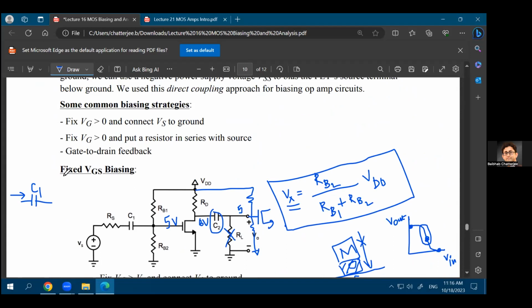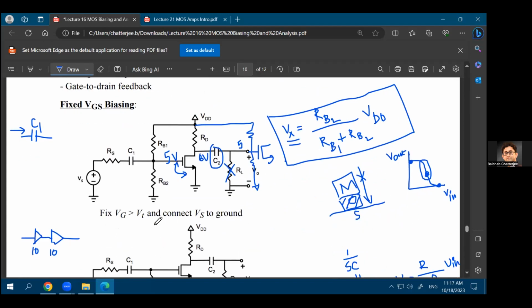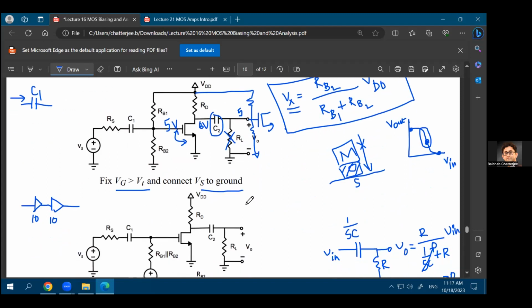So this is called a fixed VGS biasing, where you have a fixed gate to source voltage for this MOSFET. What is that gate to source voltage? That is equal to RB2 divided by RB1 plus RB2 times VDD. That's your gate to source voltage for this MOSFET, right? So it's called a fixed VGS biasing. You're fixing VG to be more than VT, so VGS is more than VT. You're connecting VS to ground.